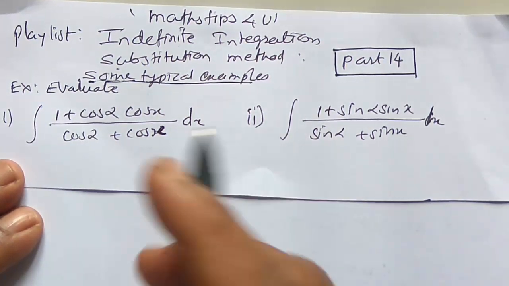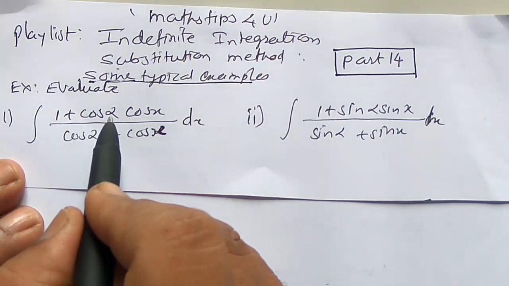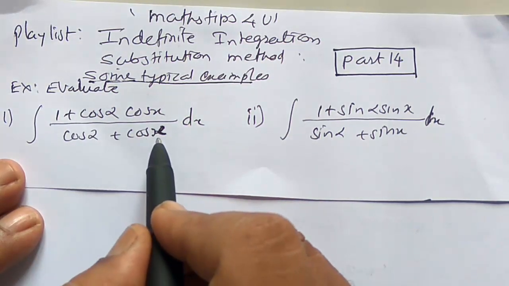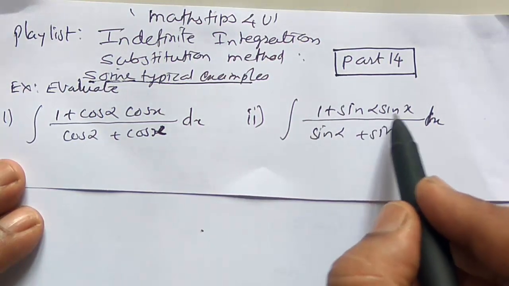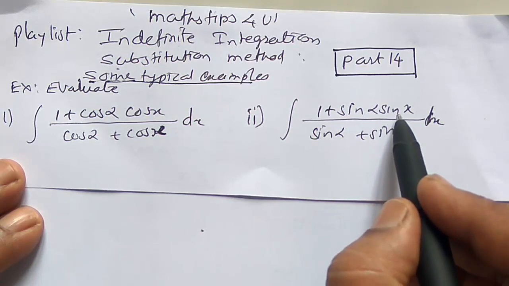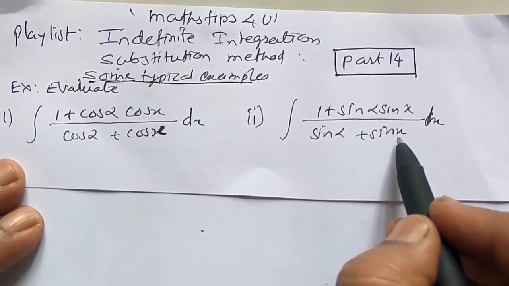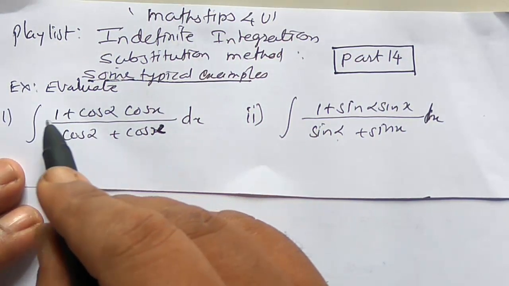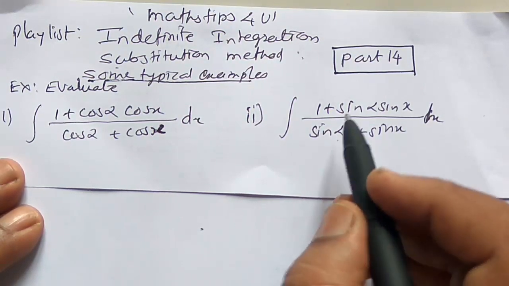such type of examples. Example, evaluate: number 1, integration of (1 plus cos alpha cos x) upon (cos alpha plus cos x) dx. Number 2, integration of (1 plus sin alpha sin x) upon (sin alpha plus sin x) dx. Now I will solve number 1 and number 2 is left to you as an exercise.